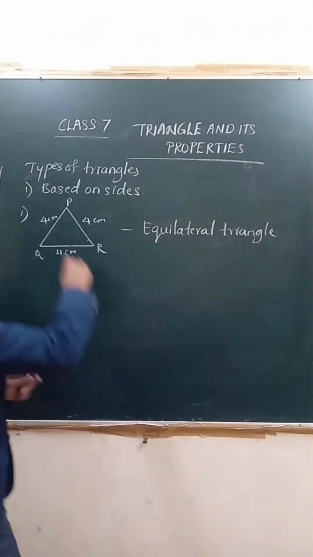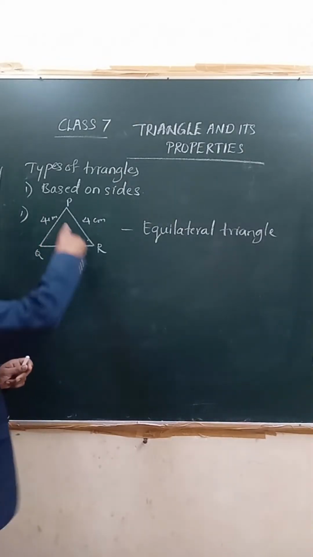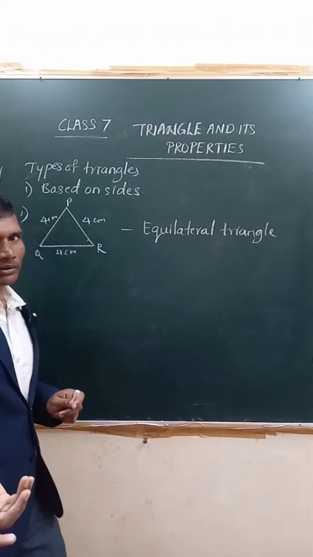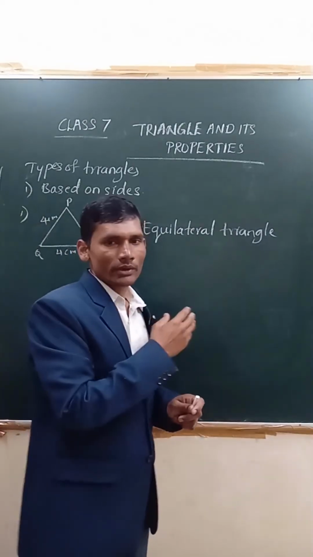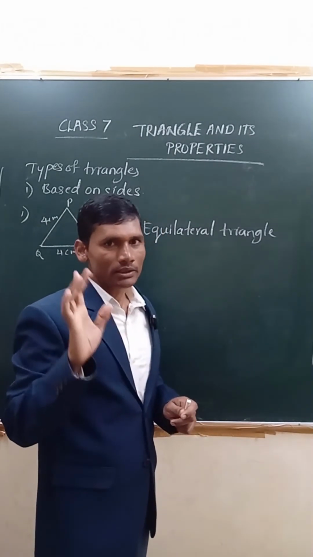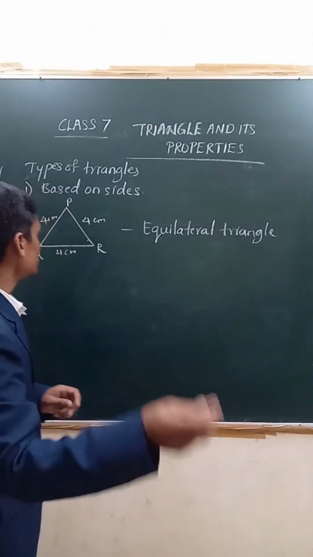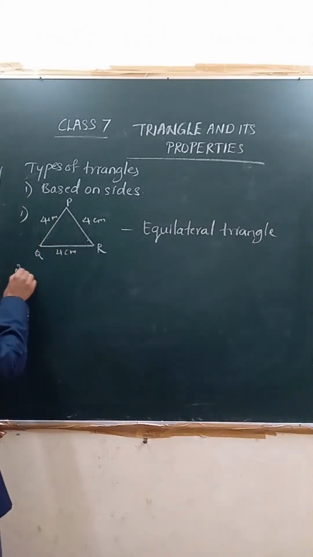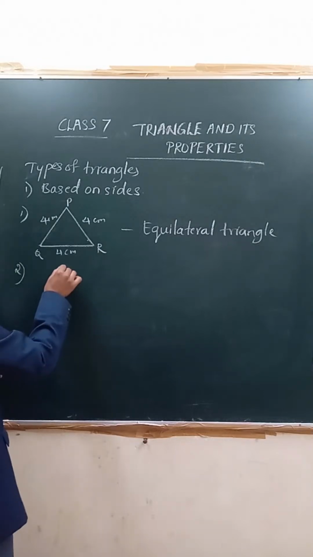Equilateral means what? Each side is equal. Lateral means side. Equi means equal. Equal sides it is having. All the three sides are equal. So that is why it is called equilateral triangle. Remember, right? Next, coming to the second one.